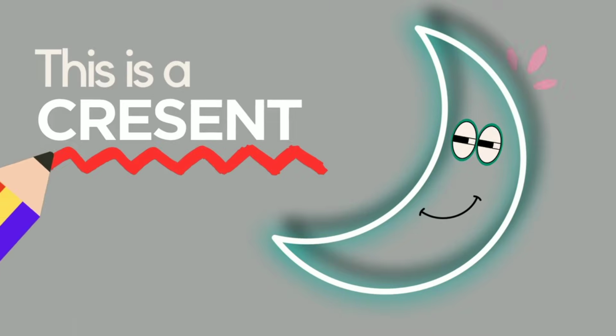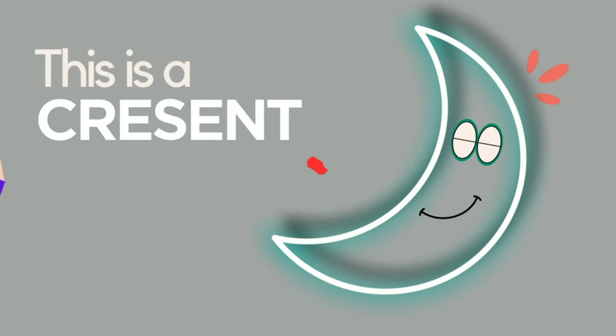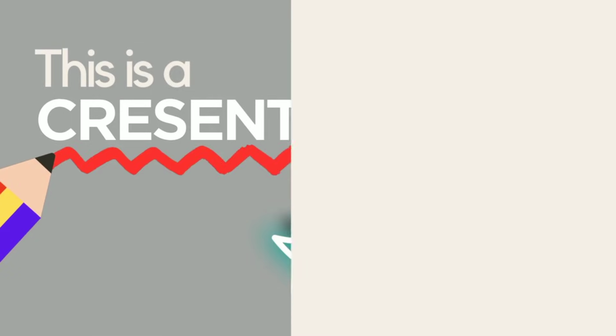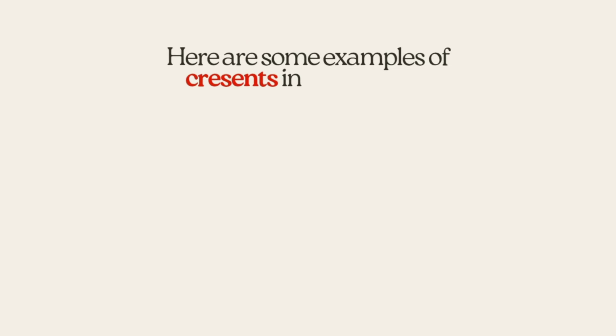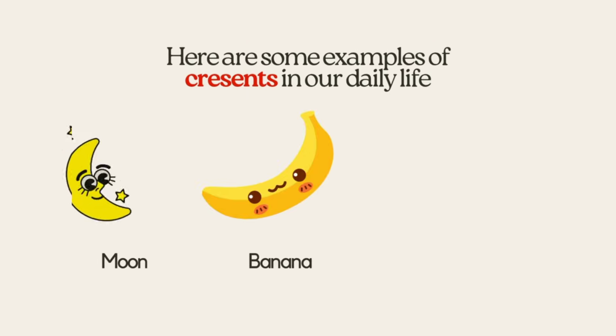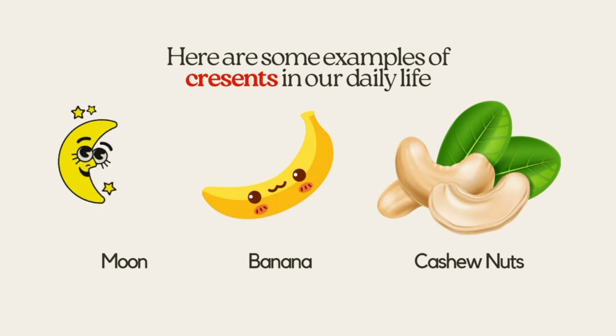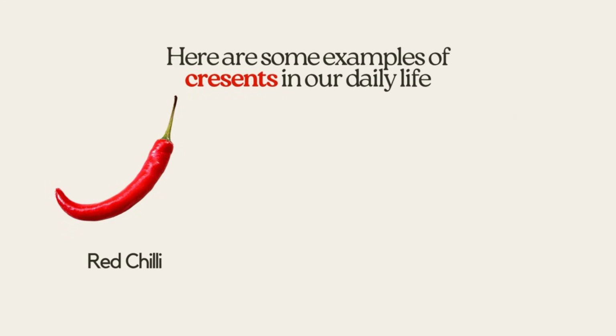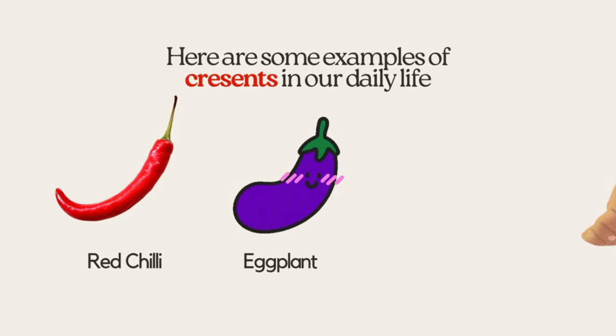This is a crescent. A crescent shape looks like the moon in the night sky. Here are some examples of crescents in our daily life. The moon. A banana. Cashew nuts. A red chili. An eggplant. Bread.